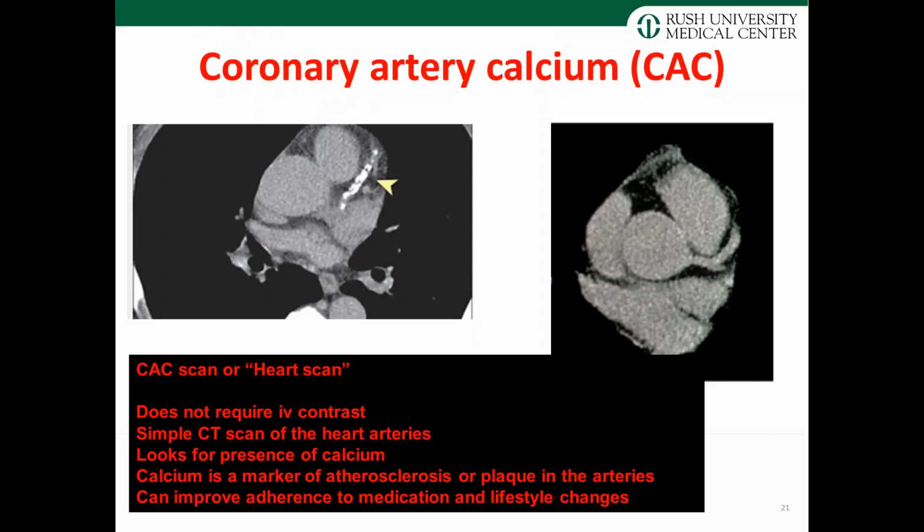Last thing I want to talk about is coronary artery calcium. This is also called a CAC scan or a heart scan. This does not require intravenous contrast. No contrast is needed in the veins. It's a simple CT scan of your heart arteries, and it looks for the presence of calcium. And calcium in the heart arteries is a marker of fatty plaque or atherosclerosis in the arteries. And this is a heart that is normal. This is the coronary artery, or heart artery, which is open with no calcium, and this is the heart artery which has calcium. The white that you see here is calcium, and that is a marker of fatty plaque.